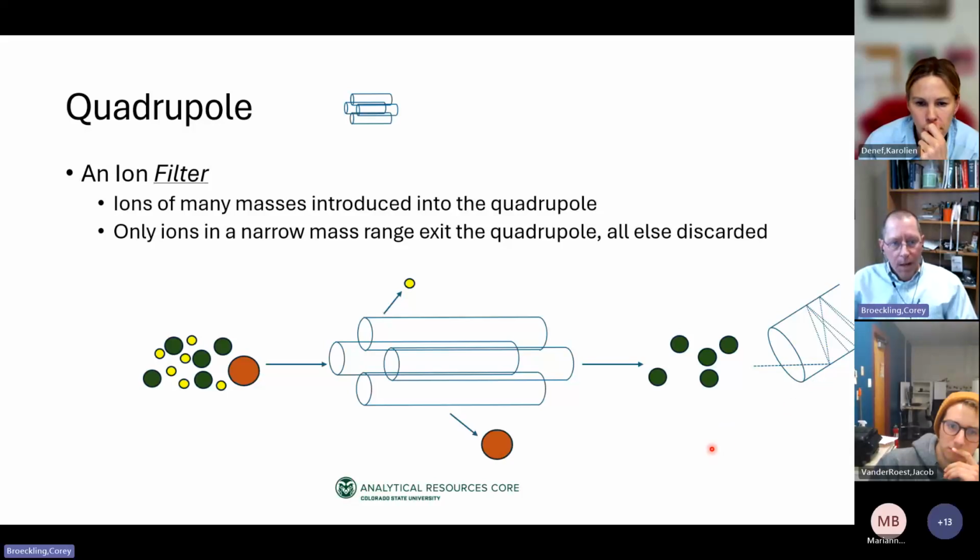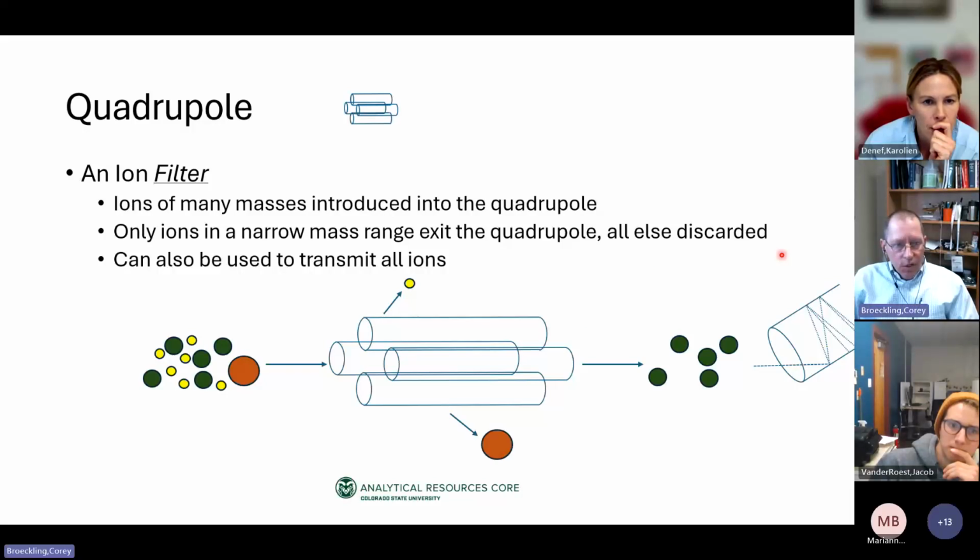And so a quadrupole operates as a filter. It's not exactly measuring mass. It's just that it only allows ions of a certain mass to pass. All the others are sent to waste. It's also important to note that the quadrupole can, in some cases, be used to transmit all ions. So if we have a quadrupole, we can actually use it either to send all the ions through or just the ones we want. And we'll actually see a little bit of that as we get further into the talk.